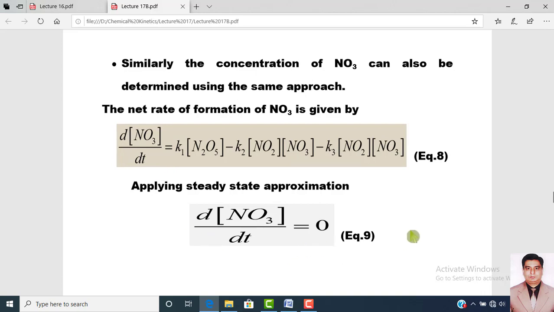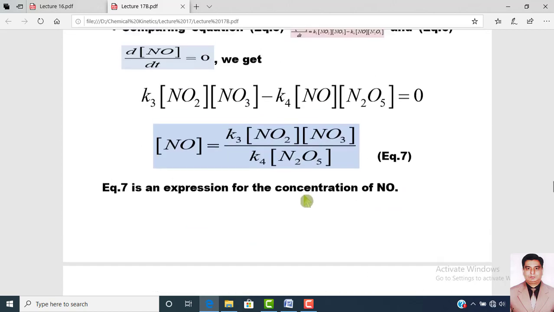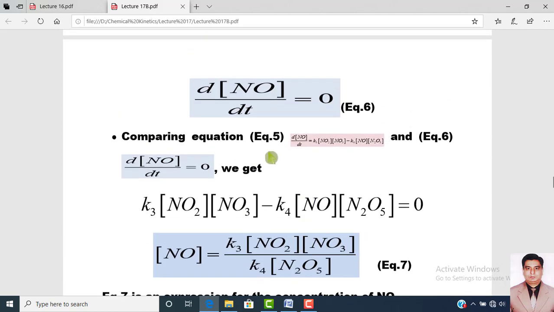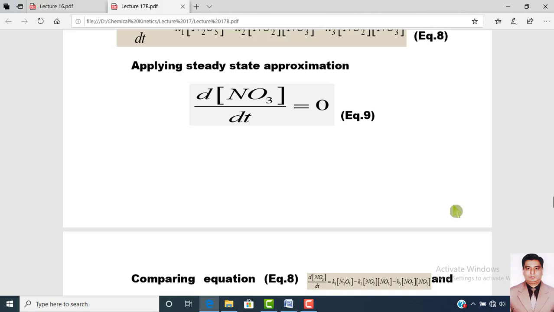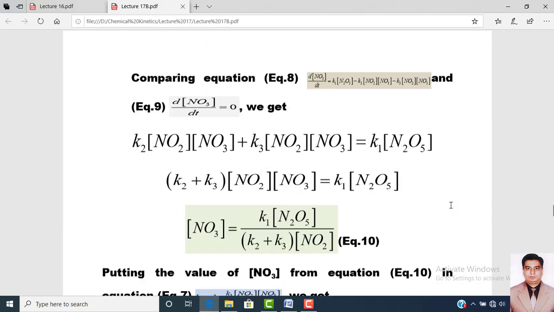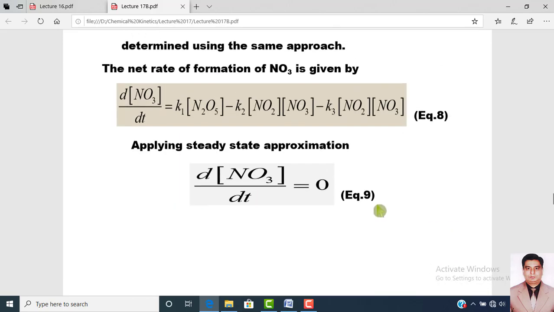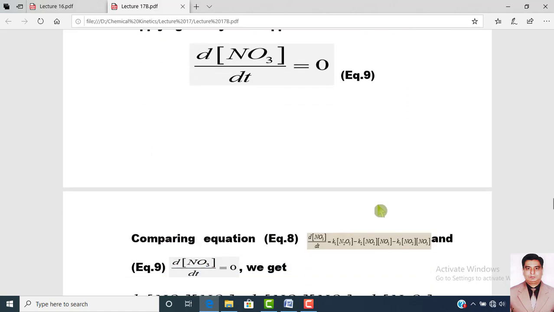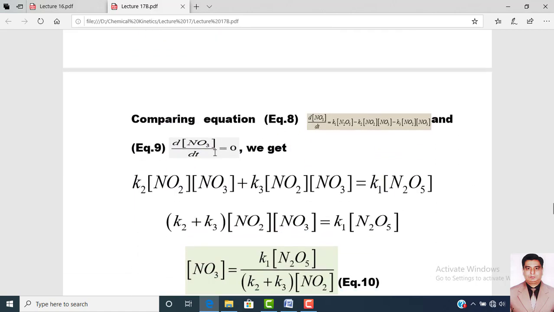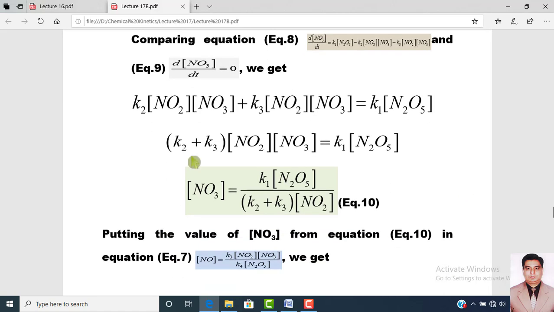So just like the previous example, where we compared equation number 5 and 6, now we will compare equation number 8 with equation number 9. If we compare equation number 8 with equation number 9, then we can find that K2 into NO2 NO3 plus K3 NO2 into NO3 is equal to K1 N2O5.